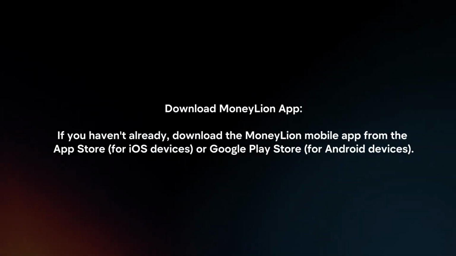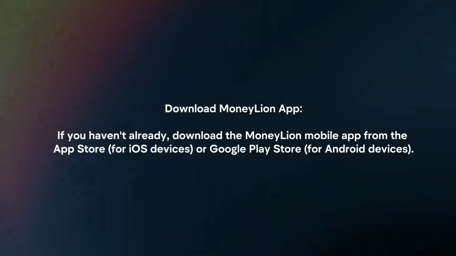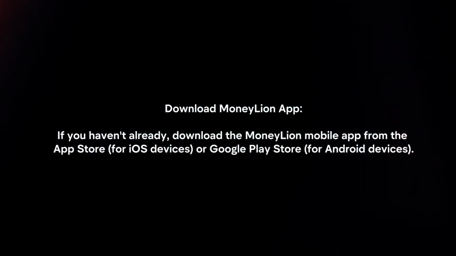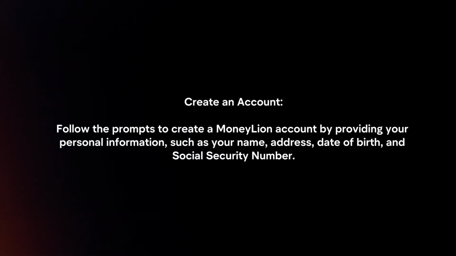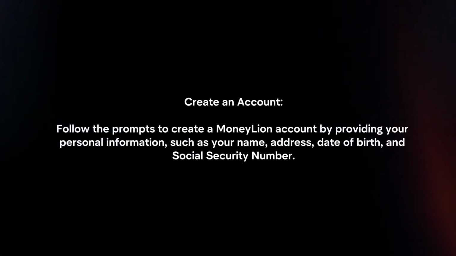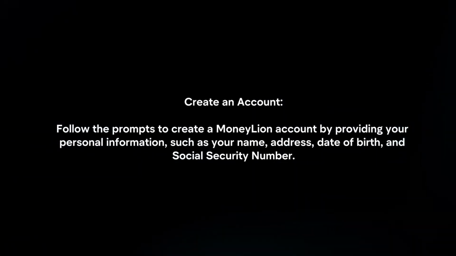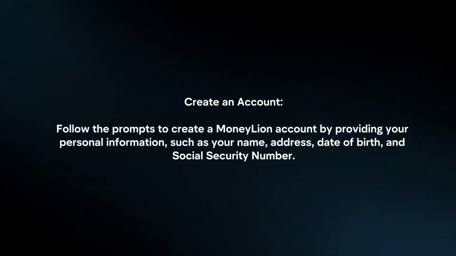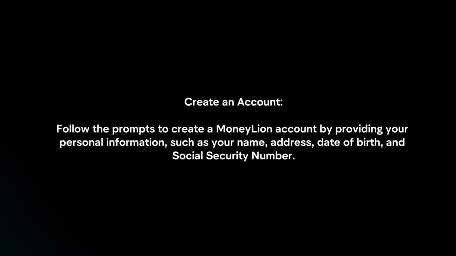Download MoneyLion app. If you haven't already, download the MoneyLion mobile app from the App Store or Google Play Store. Create an account. Follow the prompts to create a MoneyLion account by providing your personal information, such as your name, address, date of birth, and social security number.